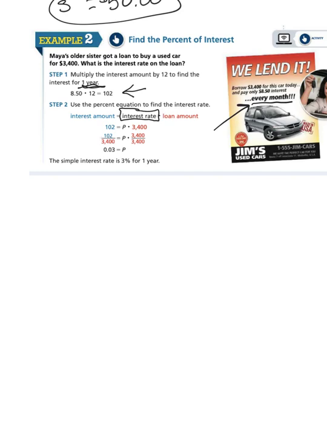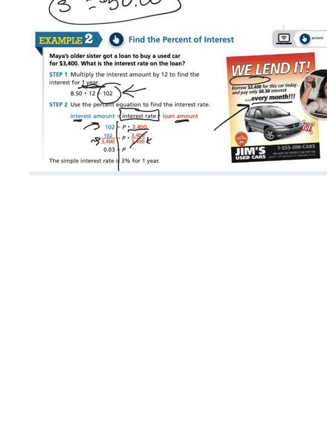You don't know the interest rate, but you do know how much interest you pay, and you do know the total loan amount. So you're going to plug in the total loan amount, $3,400, and you're going to plug in the interest that we paid, 102. So looking at this equation right here, in order to solve this, you're going to use the opposite operation. This is multiplication, so you have to divide by the $3,400. Do it to both sides.